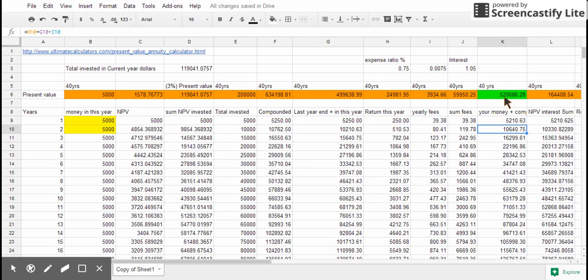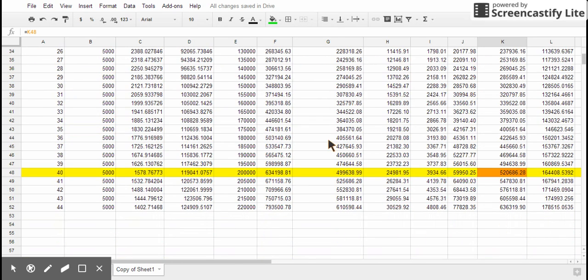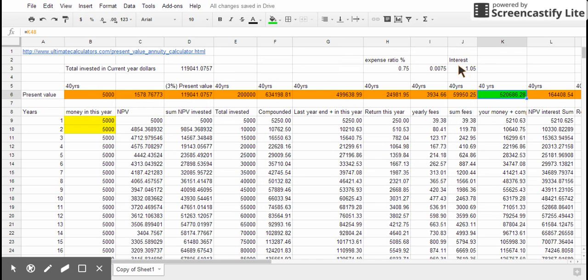And so you can see, with the factors that I mentioned in the previous video: 5% interest, the 3% inflation rate, $5,000 a year in, and the 0.75 expense ratio, after 40 years you'd have $520,000. This orange row here is just this row brought back up to the top, so that when we change the factors, I don't have to scroll down each time. So again, 0.75% expense ratio, 5% interest, 3% inflation, and $5,000 a year in.